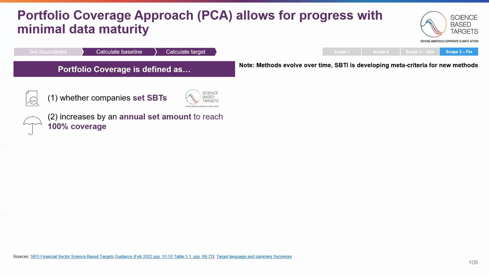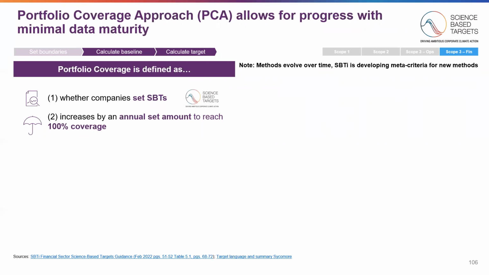Targets set out a linear path from the base year to 2040, where it is expected that financial institutions reach 100% coverage of their portfolio. The method uses a linear calculation based on the number of years from the base year to 2040. And this allows time for portfolio companies themselves to decarbonize to reach net zero by 2050.